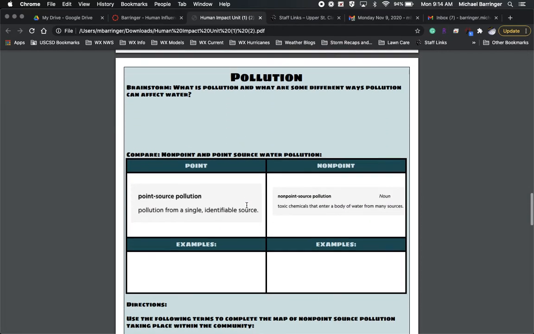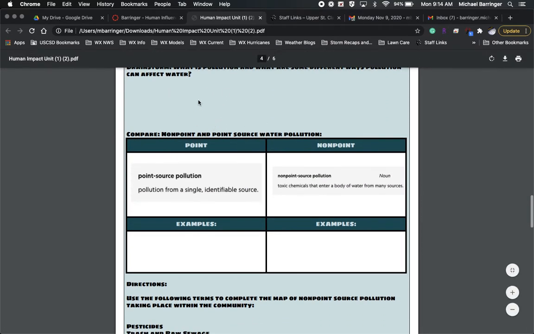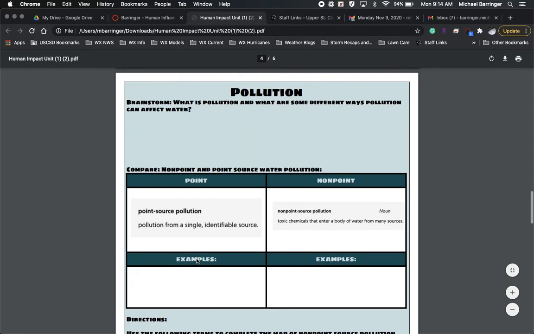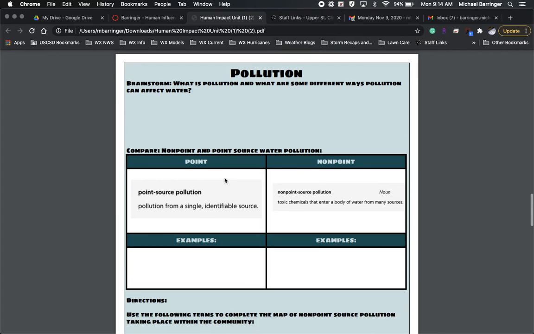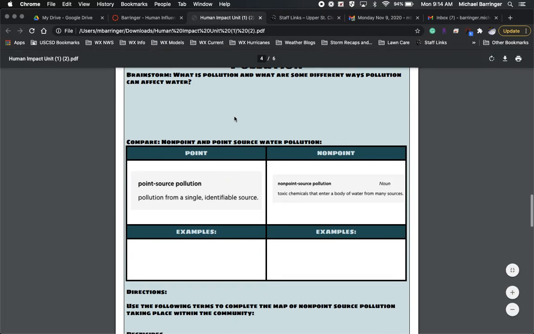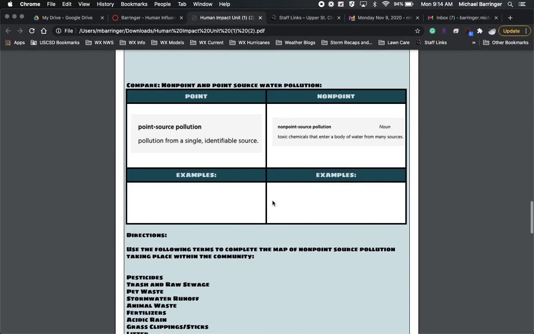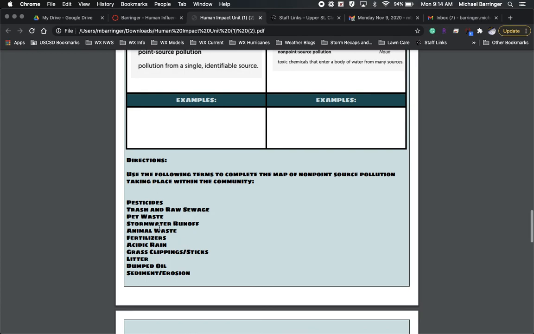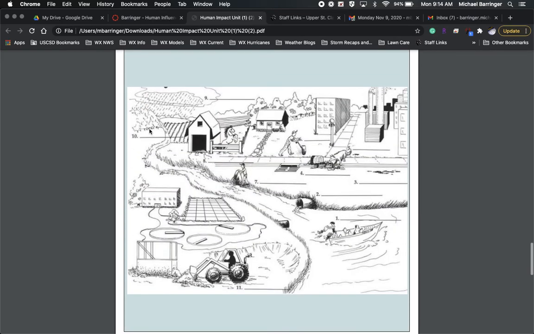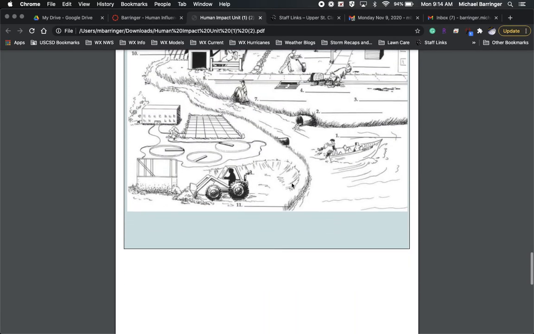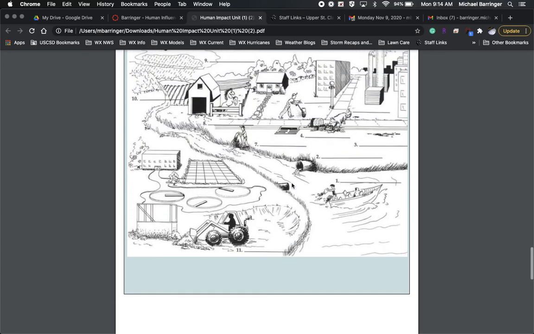All right, now with this one, what you need to do is fill out this document. You know, this is based on the information that you read in that National Geographic website, hopefully a little bit earlier. So you're just going to kind of tell me what is pollution, what are the different ways that we can affect water, give me some different examples of point and non-point, and then you're going to use these terms right here and fill out these lines on this page. Once you've done that, you are done, and it is good to go.